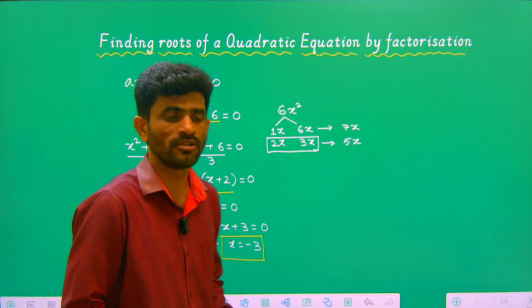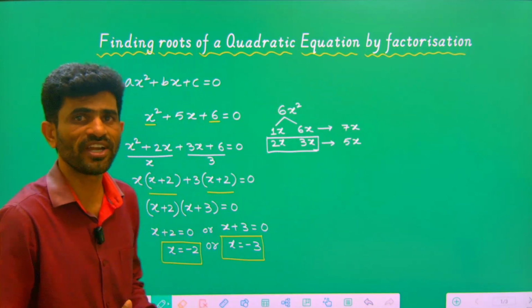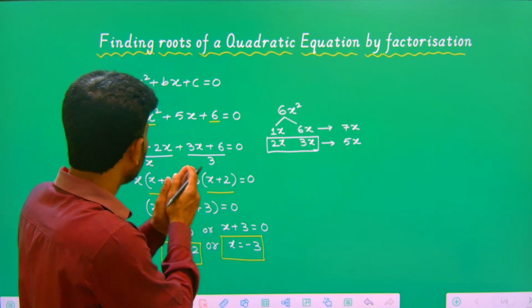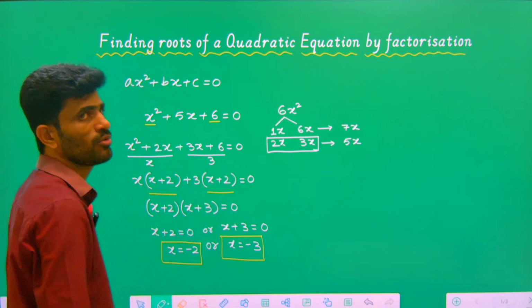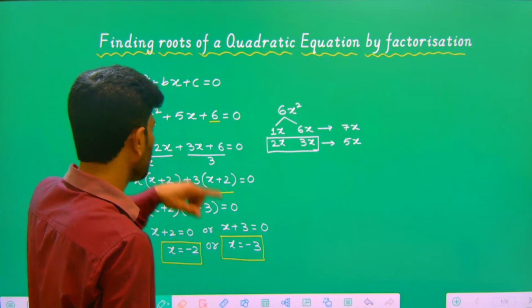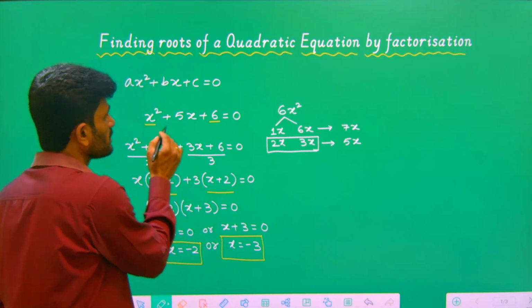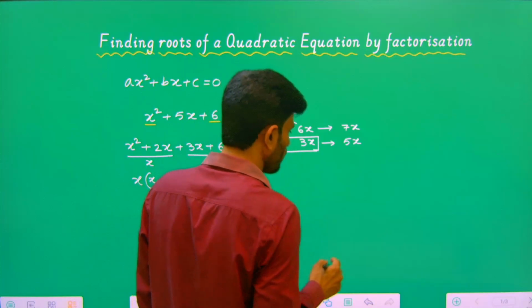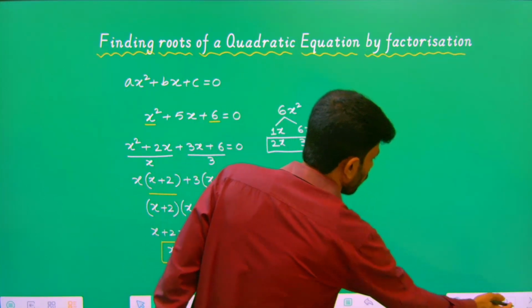This is the procedure. So by solving different quadratic equations, you will become perfect in splitting the middle term into 2 factors. That is important. We will see one more example where the middle term is negative and the product is positive. Middle term is negative and product is positive.